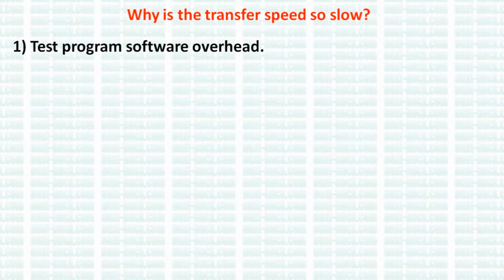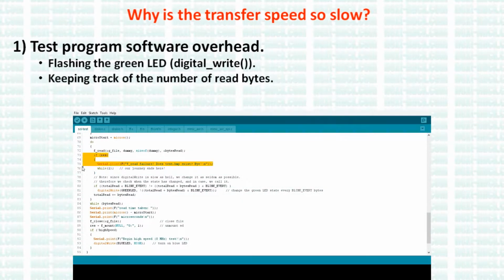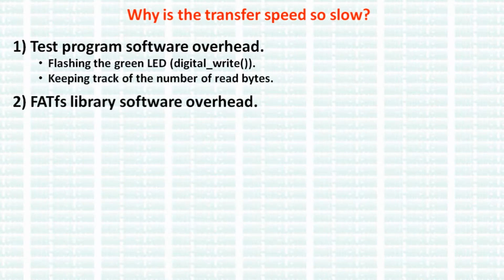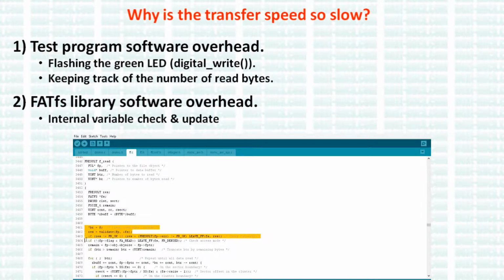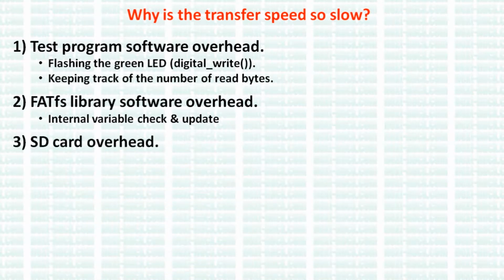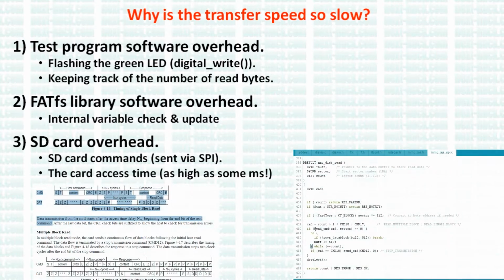We have some software overhead in our program. In fact, our software performs other operations beside calling the function which actually reads from the SD card. The FATFS library also has software overhead because it needs to check and update its internal state. The SD card also has overhead. In fact, we need to send via SPI some command bytes to initiate the read operation.